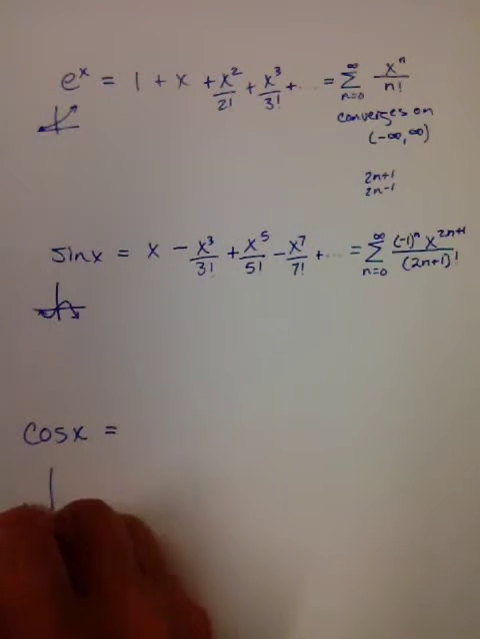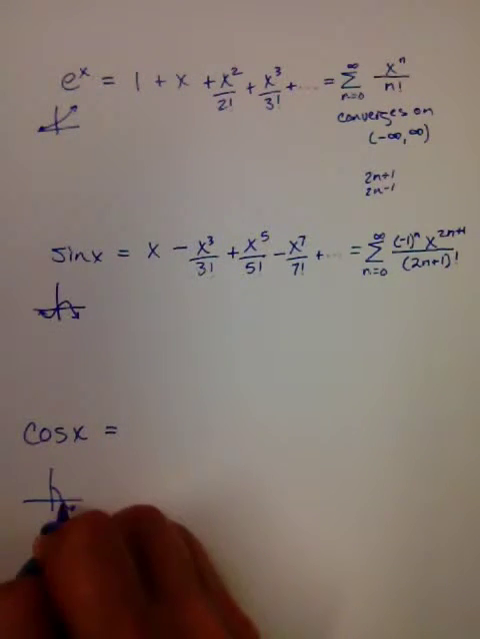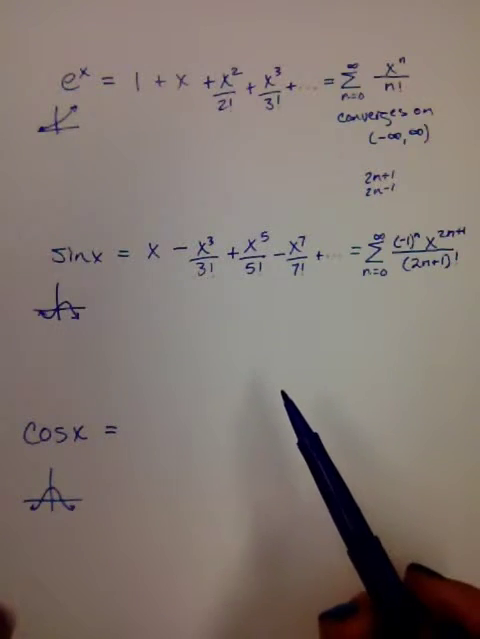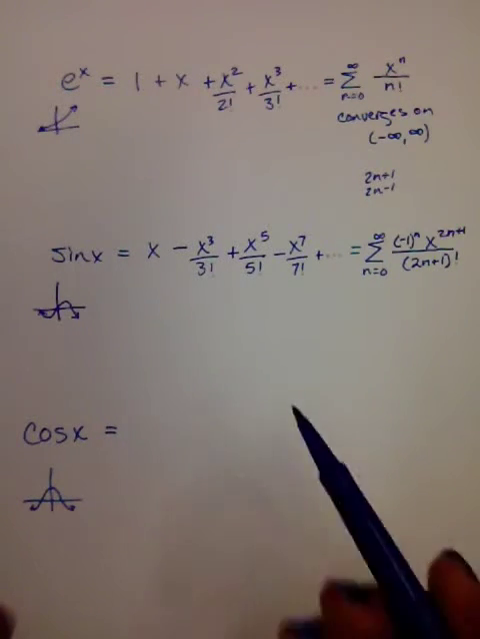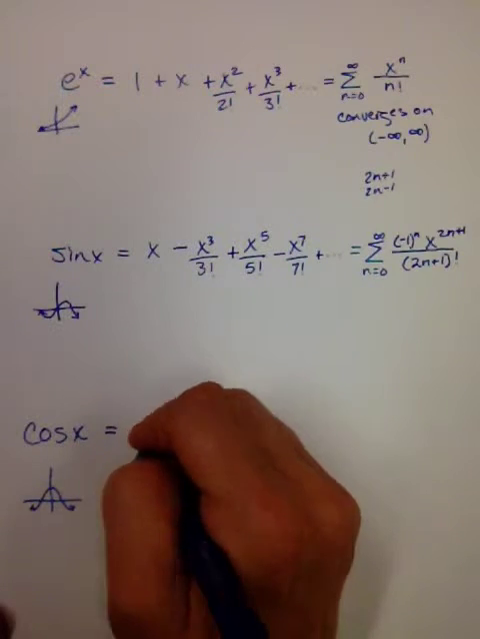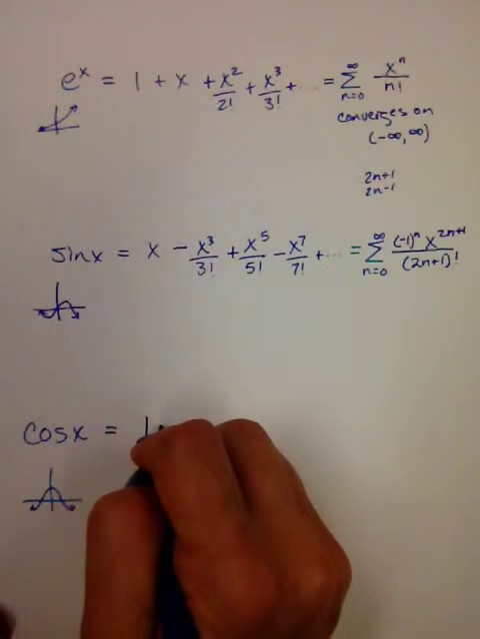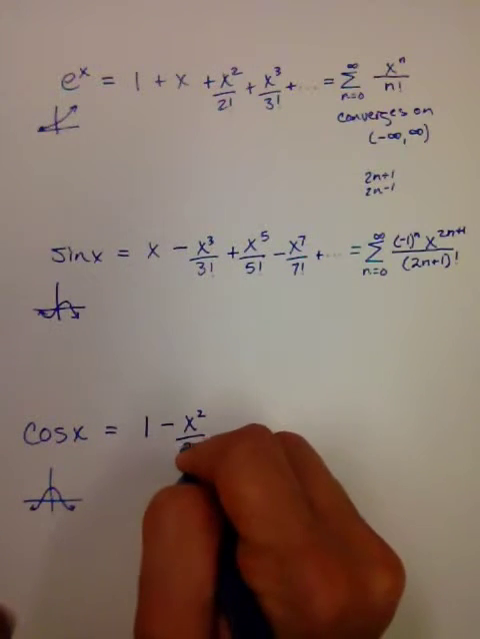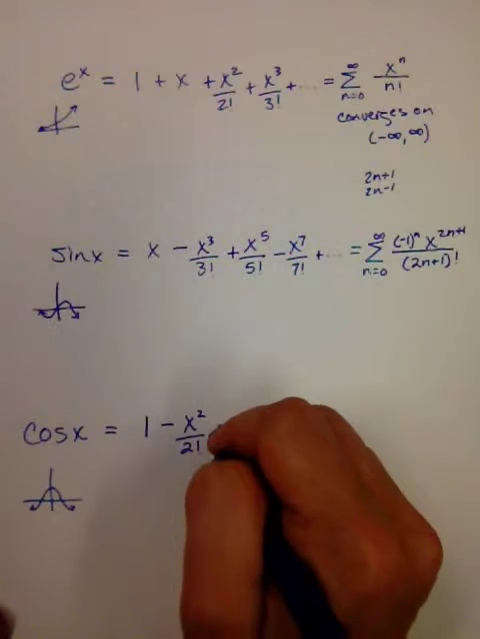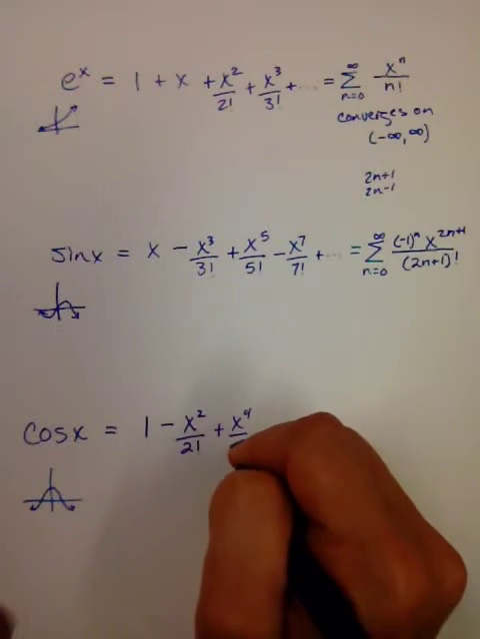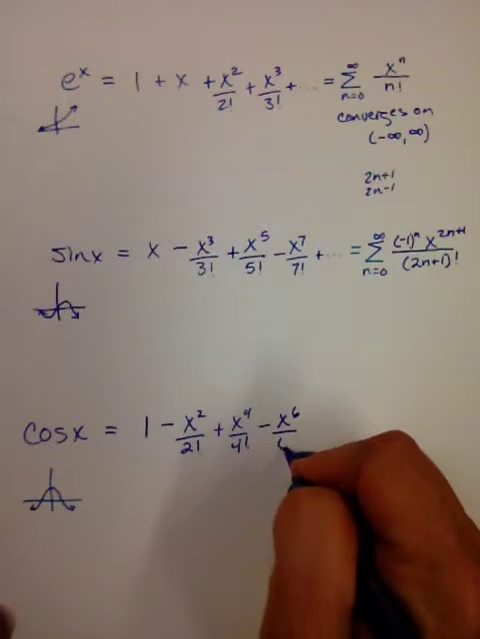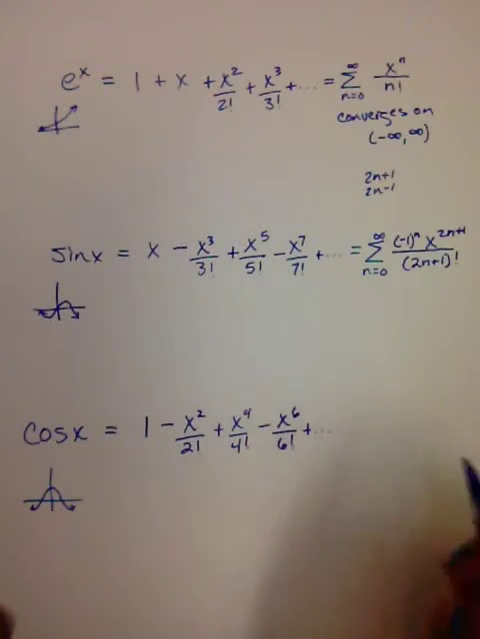Now cosine x is an even function. So it is symmetric about the y-axis, and it's going to have even powers, x squared, x to the fourth, x to the sixth. We're also going to include the x to the 0th, or just 1. It's also alternating, just like sine, so it's 1 minus, and then even, so x squared over 2 factorial, or just 2, plus x to the 4th over 4 factorial, minus x to the 6th over 6 factorial, plus, and then put our ellipses on.